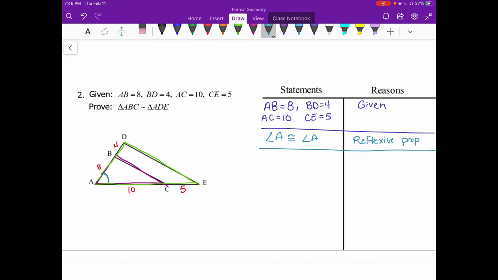Next, I don't have any other angle measures or any other angles that would be pretty easy to get, but I do have a lot of side measurements. So if I can show that these sides are proportional to each other, then I can say that they are similar. So I need to show that AB, this side, over the corresponding side, which is the whole side, AD, is equal to AC, the bottom side, over the whole thing, AE.